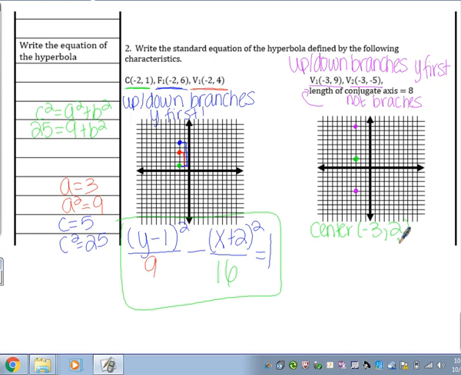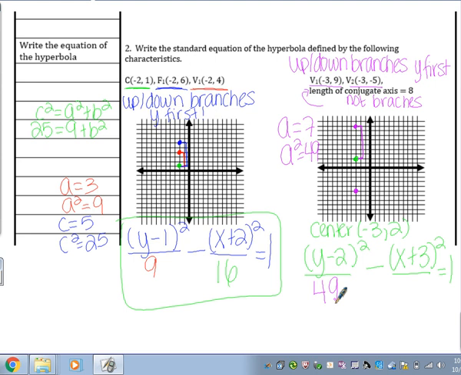Once I have that, I like to set it up. So I'm going to say y -2 squared over something minus x plus 3 squared over something equals 1. Well, I do have my distance from there to there, from the center to a vertex, is how much? 7. So I know a is 7, so a squared must be 49.